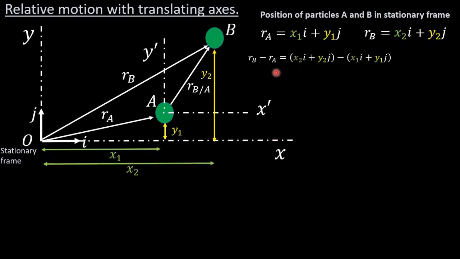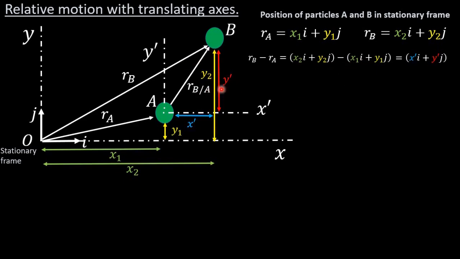So if I find the difference between r sub B and r sub A, I'll get a distance x prime on the x prime axis and a distance y prime on the y prime axis. So they are here. When you subtract two vectors from each other, you subtract the components in the i direction and the components in the j direction. So if I did x2 minus x1, I'll get x prime. And if I did y2 minus y1, I'll get y prime. And that's there in red.